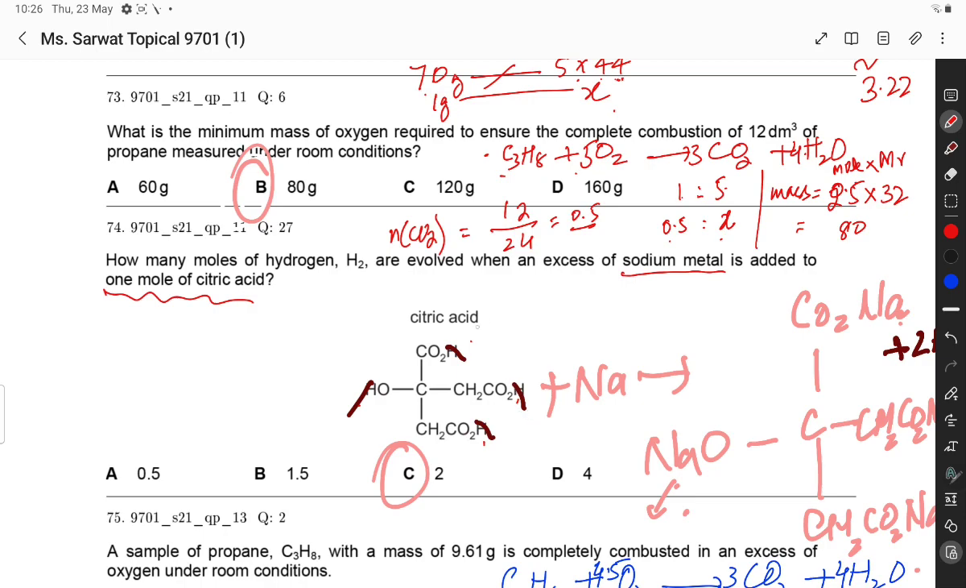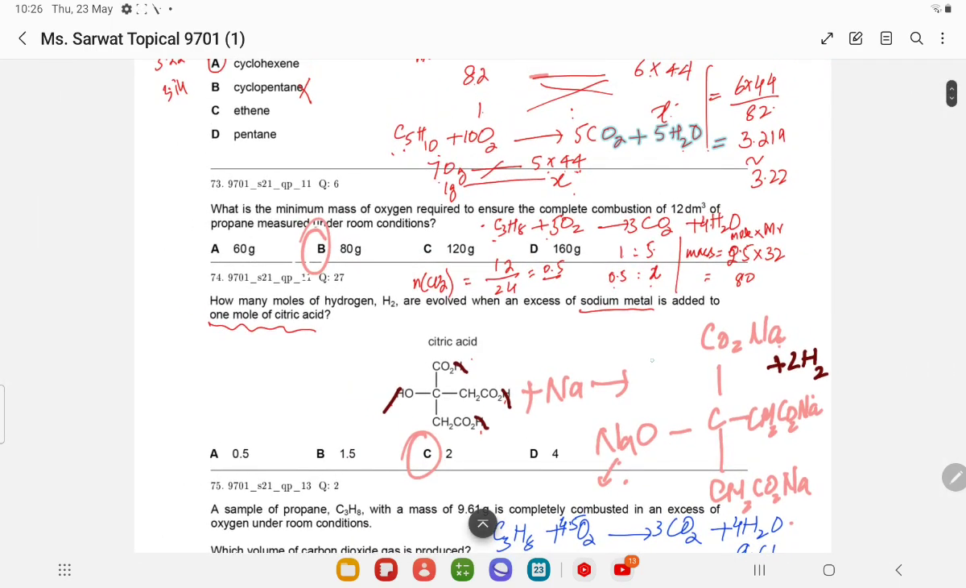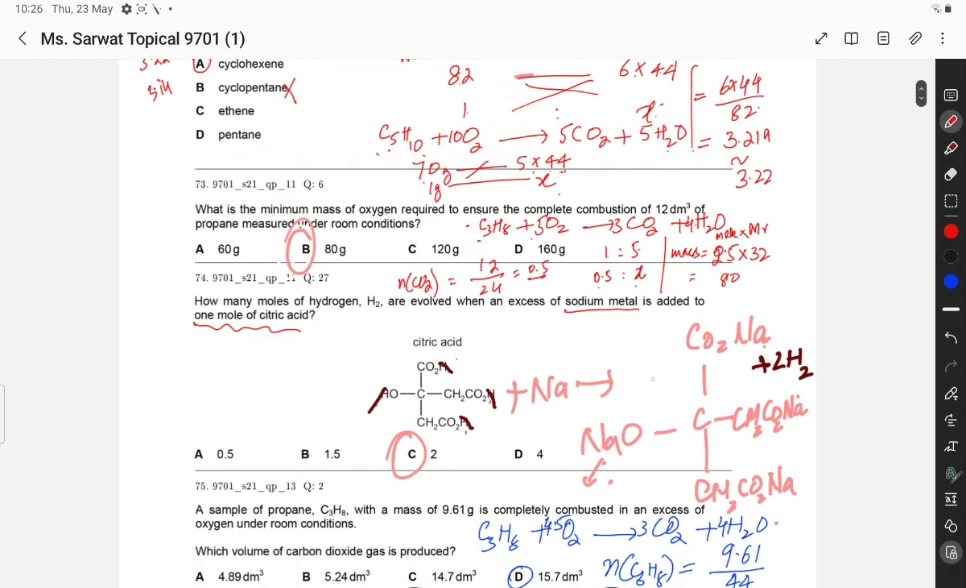So 4 atoms of hydrogen are released and which form H2. So to balance this reaction, we place 2 over here. So in this way this compound is formed. This is the product. This carboxylic acid reacts with sodium, this carboxylic acid reacts with sodium, this carboxylic acid reacts with sodium, and this is all.